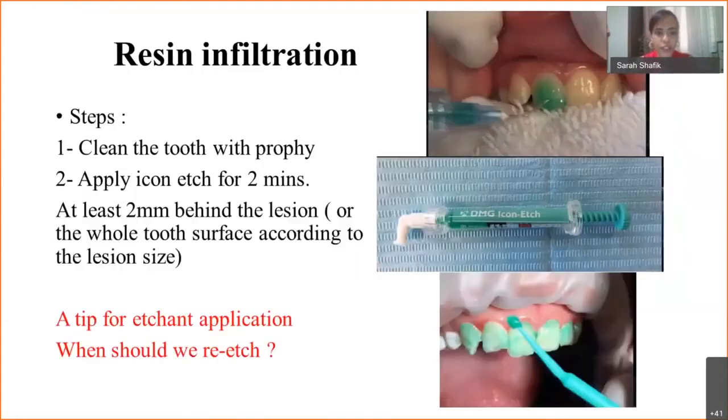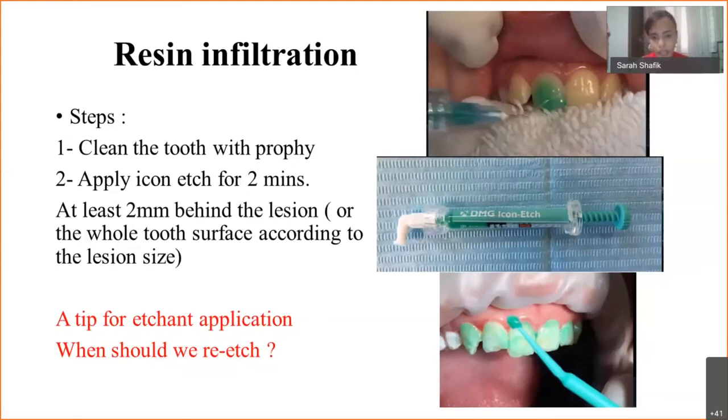Well, first, you're going to go for polishing, then clean with Profi paste. Then apply the Icon Etch. Here we apply the Icon Etch, the hydrochloric acid, for 2 minutes, and please do not apply it exactly on the lesions. Try to go a little bit more, like 2 millimeters or so outside your lesion.